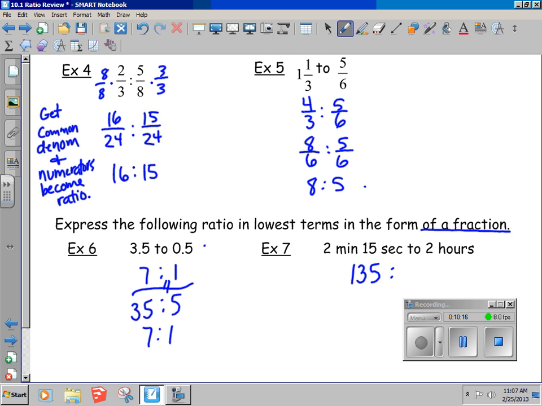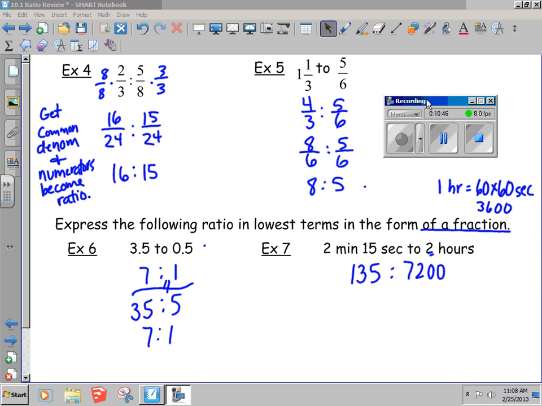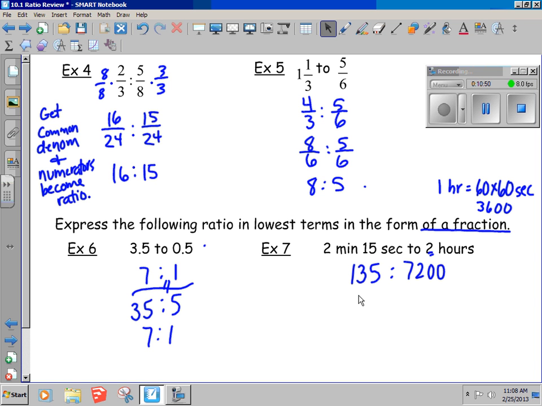2 hours. Every hour has 60 minutes, and every minute has 60 seconds. So 1 hour has 60 times 60 seconds in it, which is 3,600. But we have 2 hours, so that's 7,200 seconds. Then you reduce. You got to reduce a lot. A factor of 5 takes us to 27. Common factor of 9 in both of these takes us down to 3 to 160. That's it for today.